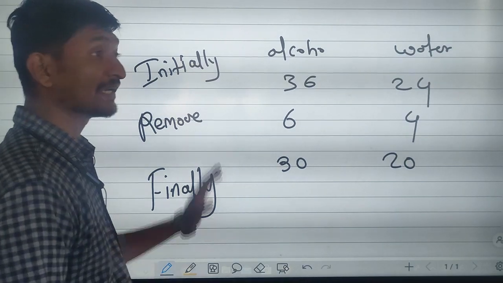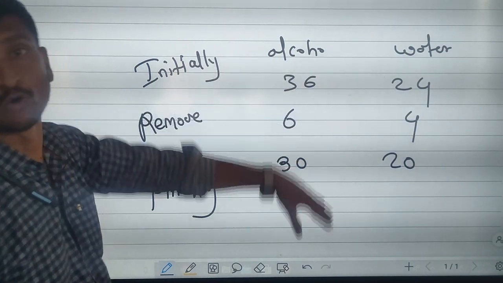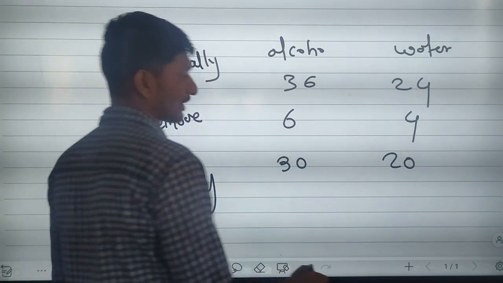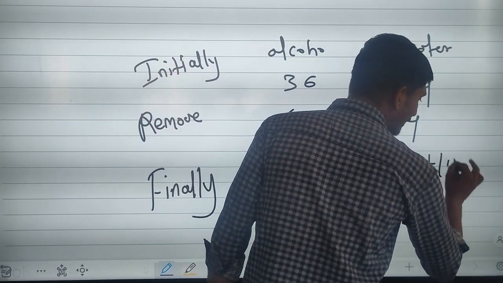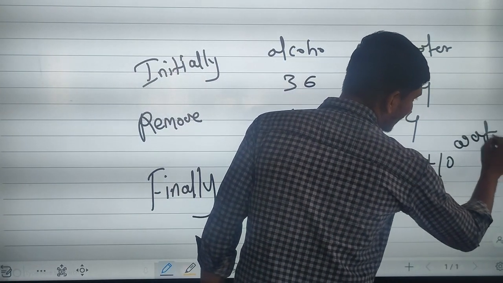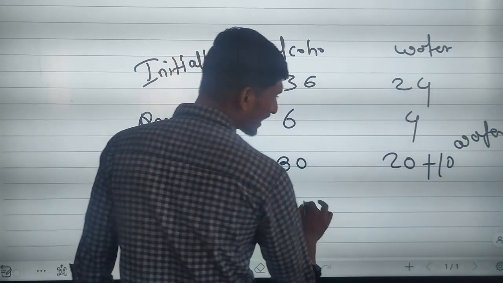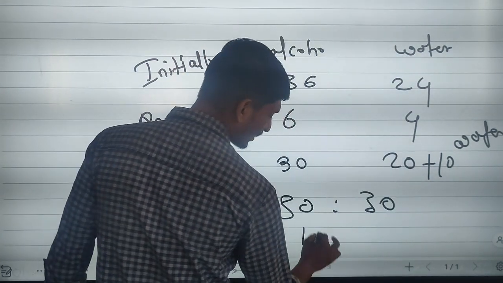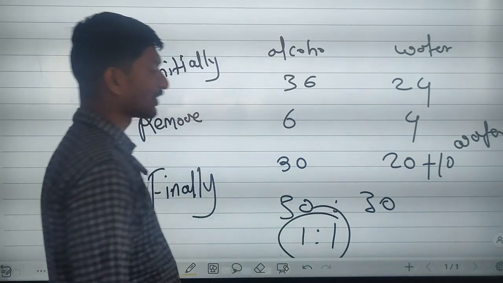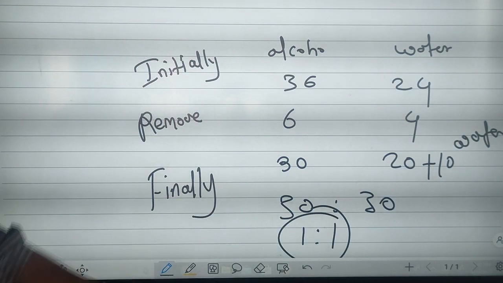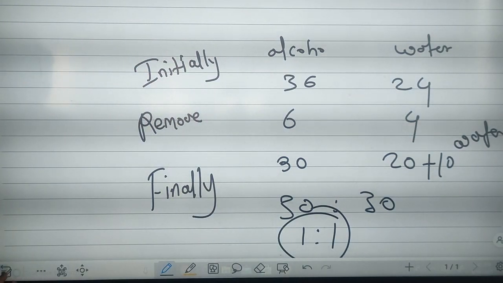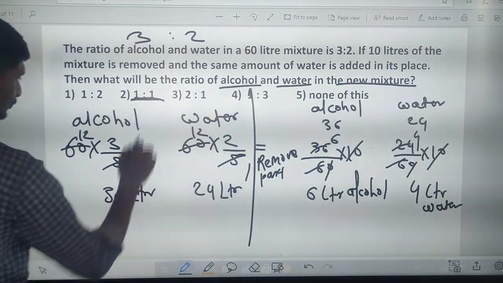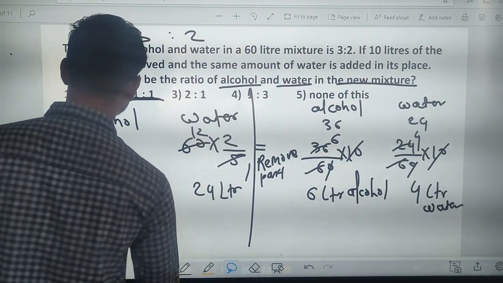Now 10 liters of mixture is removed and 10 liters of water is added. Finally we add 10 liters of water. Then the ratio is 30:30, that is 1:1. Now your answer is 1:1. Next.